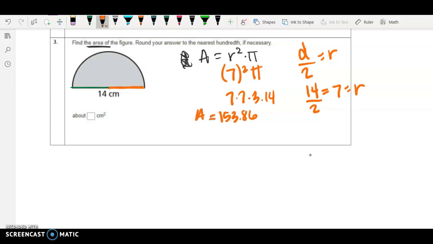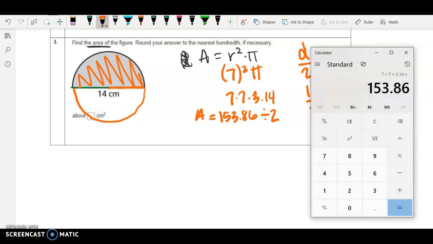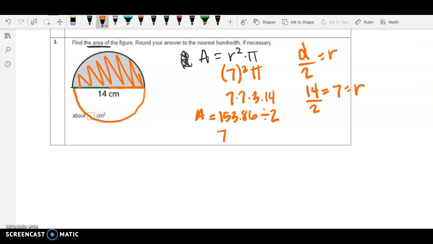That gives us 153.86 equals our area. But that's of a whole circle, so that would be if this continued all the way down. And it doesn't. We only want this half. So we need to divide this by 2 because we need to cut the circle in half. So divided by 2, we get 76.93. And that's our answer. So don't forget, if it's a half circle, we need to divide our answer by 2 to get half of the circle.